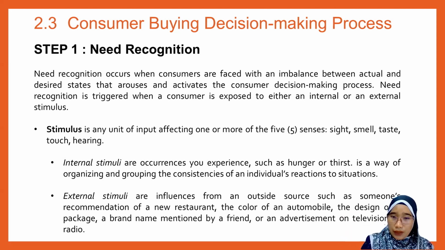Okay, then the colour of an automobile, the design, the package, the brand name mentioned by friends, or advertisements on television and radio, and what is being shown by social media influencers, for example, can become an external stimulus to you, and what happens is need recognition. Okay, sebelum ni tak rasa nak pun, tapi disebabkan you tengok semua benda tu, wow, cantiknya kereta warna ni contoh, cantiknya design kereta baru ni, cantiknya design baju raya ni. So dah ada external stimuli dekat situ, so dah ada needs.